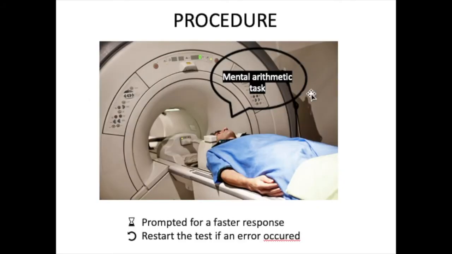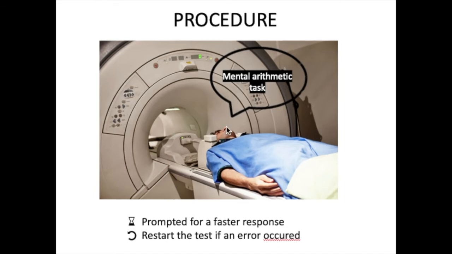Okay, what was the procedure? They put the participant inside the fMRI. While they are inside, they are asked to answer questions. It was a mental arithmetic task, so it's basically maths, which they have to do in their mind, because obviously they can't write it down, and they have to say the answers out loud, verbally.